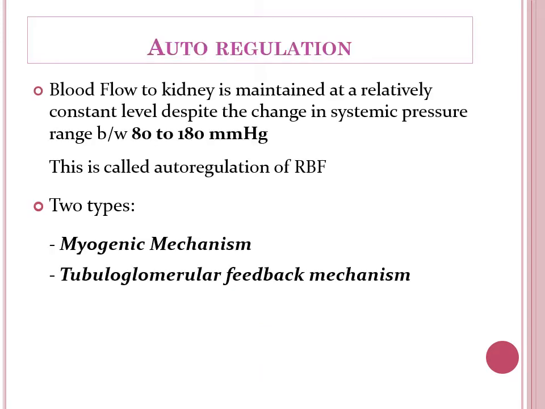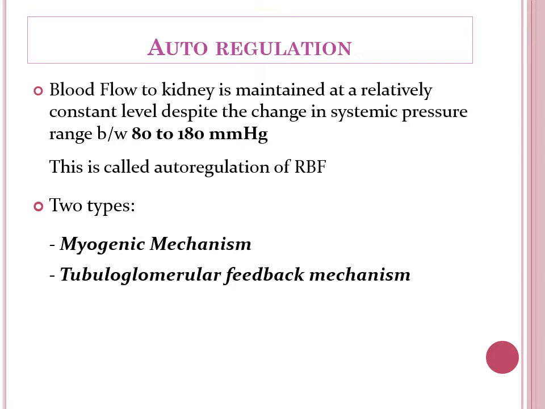So now first is the auto-regulation. That means the kidney itself maintains its blood flow. The blood flow to the kidney is maintained at a relatively constant level despite a change in the systemic pressure between 80 to 180 millimeter of mercury. That means if the arterial blood pressure is ranging within this limit, then the kidney can maintain its blood flow at a required rate, and this is known as auto-regulation.